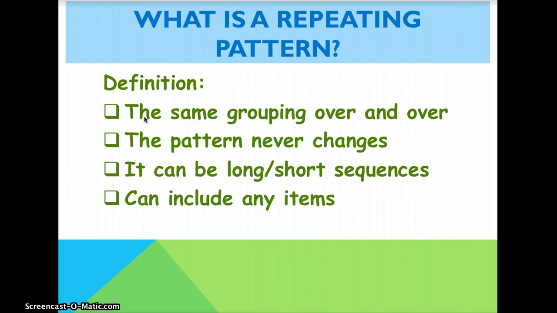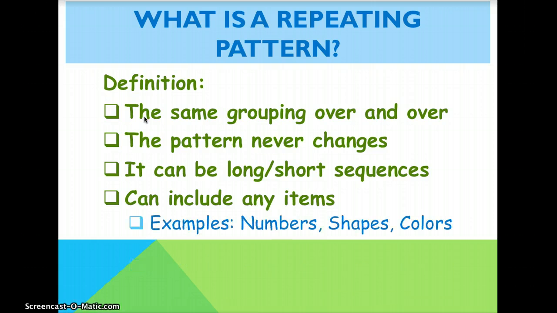Now that we have covered the basic definition of a pattern, I would like to teach you a specific type of pattern. One type of pattern is called a repeating pattern. This pattern is one of the easier to identify. Basically, one sequence or grouping will be shown and then continue to repeat through the whole pattern. The pattern never changes. The sequence can consist of one or many things or objects. The sequence has to repeat at least once to be considered a repeating pattern, and it can include many items. The examples we're going to be working with the items will be numbers, shapes, and colors.